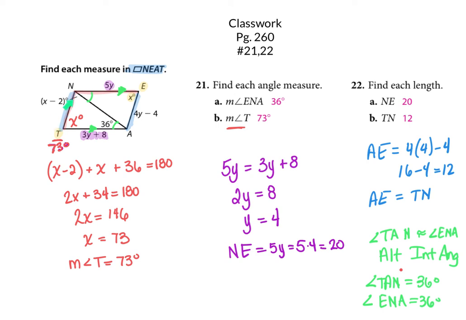Then they wanted TN. Well, TN should be congruent to EA or AE. I already know what y is. Y is 4. So 4 times 4 minus 4, that's 16 minus 4, or 12. Since these two are congruent, that means TN is also 12.